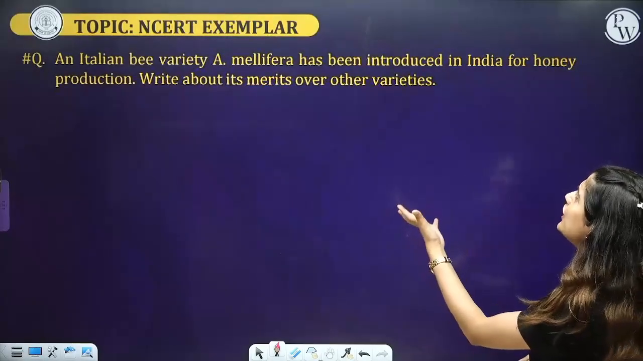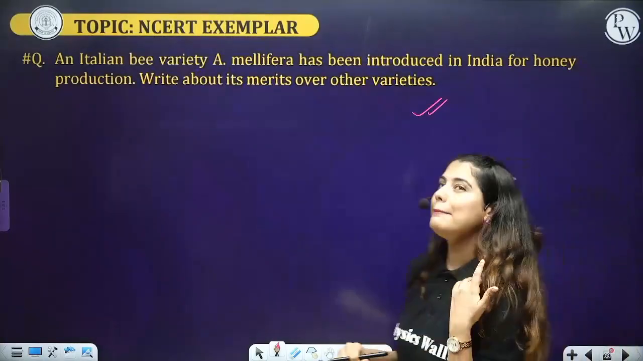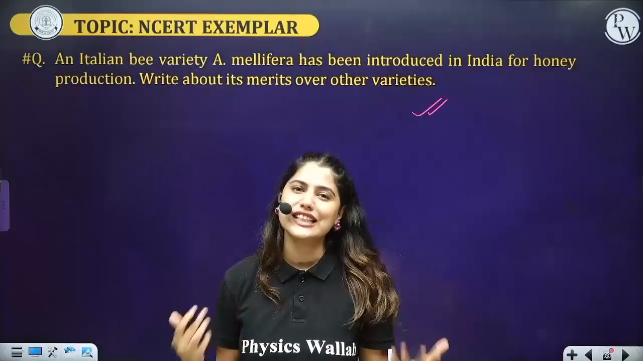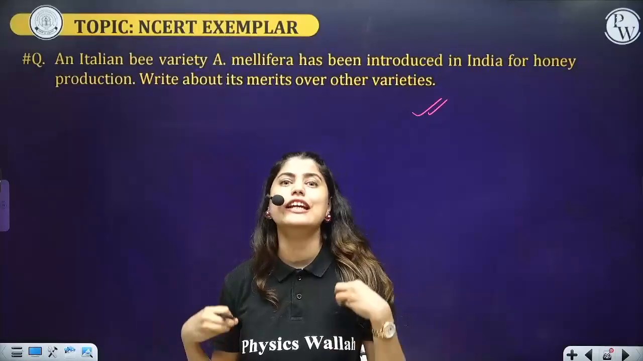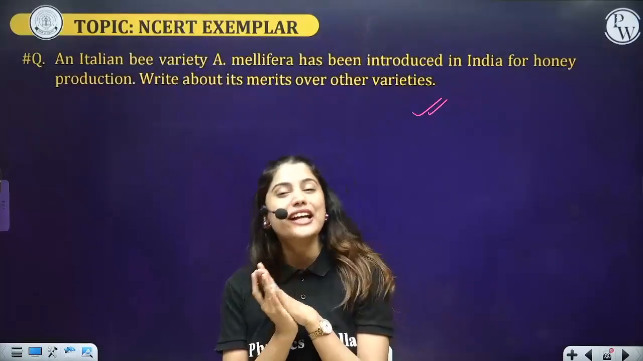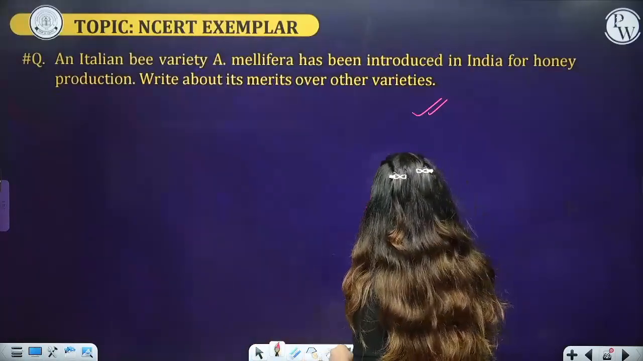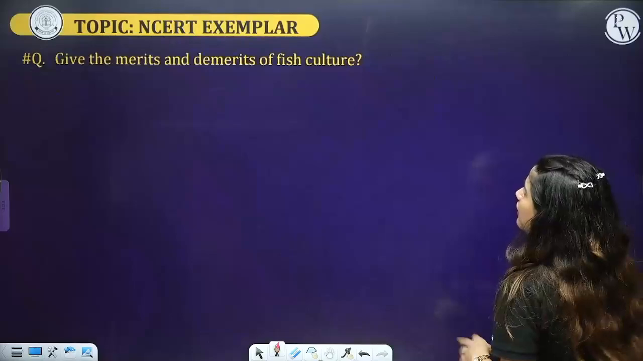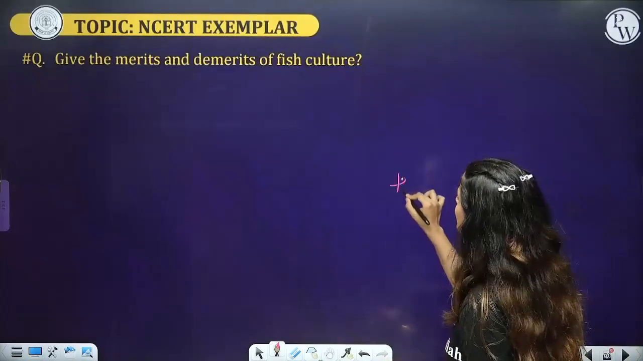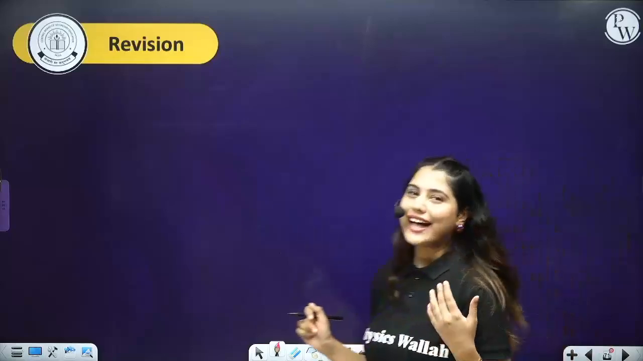The Italian bee has been introduced in India for the production of honey. What are the merits? What are the advantages? We have seen high honey collection capacity, stings less, stays in the beehive for a longer period, breeds well, right? We have seen all the benefits. You will be able to do it. Again, homework. Okay, merits and demerits of fish culture. Again, we have done it. Homework. And yeah, that's it.